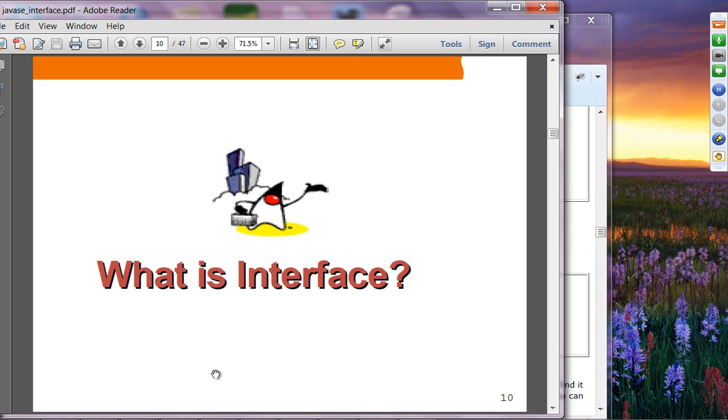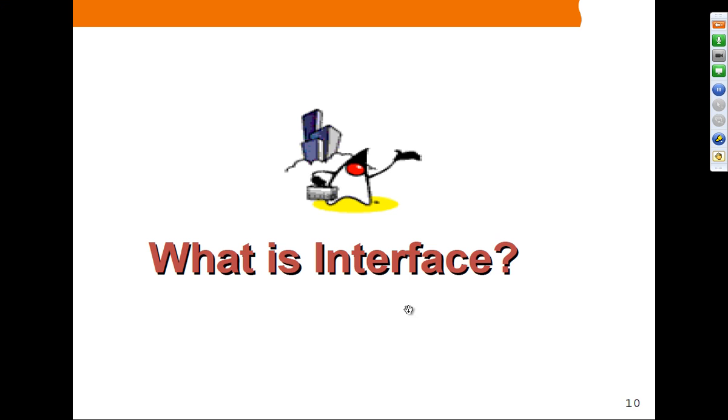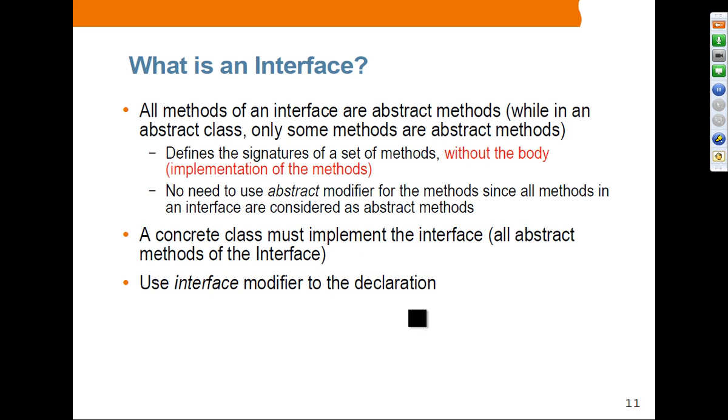Let's resume. Interface. So what is an interface? An interface is basically a collection of abstract methods. So in an interface, all methods are abstract methods.